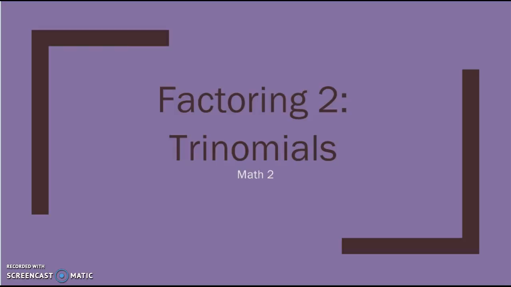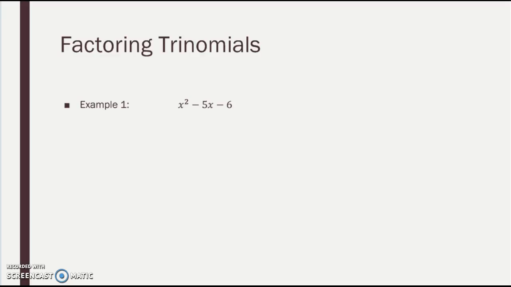To continue looking at factoring, so far we've looked at GCF, difference of squares, and grouping. Now we're going to start looking at factoring trinomials, and these specific trinomials are just when our a value equals 1. So we're just going to factor when a equals 1. For example 1, I've got x squared minus 5x minus 6.